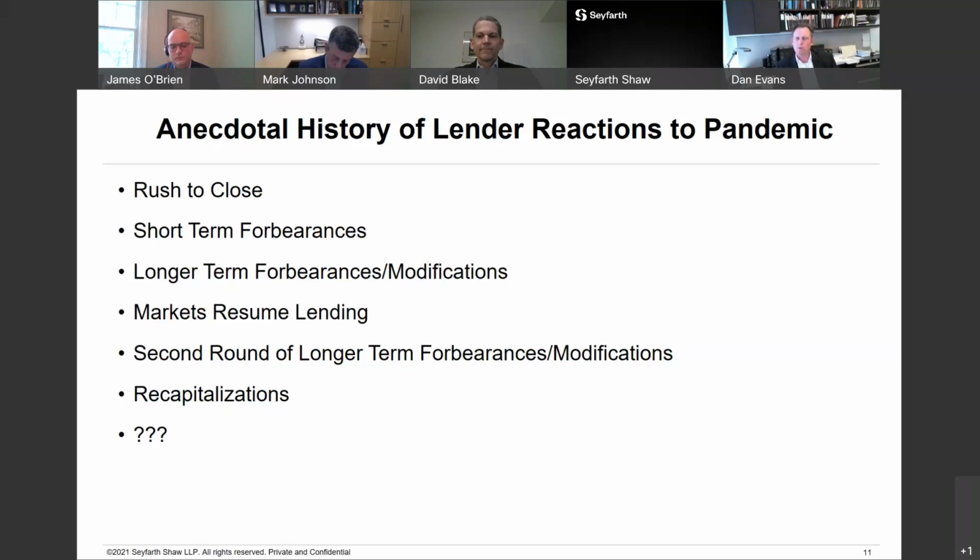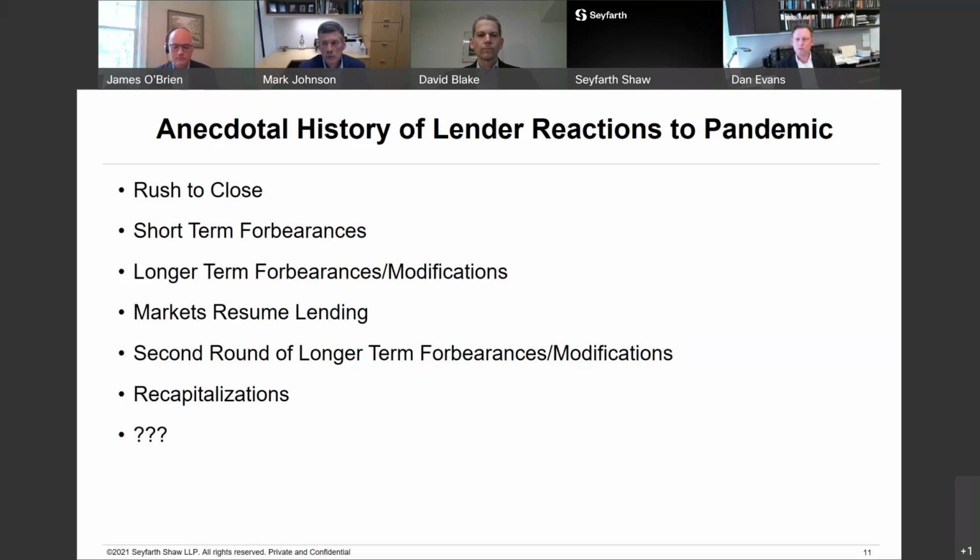So then we started talking about longer-term modifications and forbearances. We had a couple of mall clients, a couple of $100 million deals apiece, asking to go out until the end of the year with their forbearance, and very smart business people laughed at them because we all knew it was going to be done by the end of the summer. That didn't happen, but by the end of the summer, you started seeing a lot of institutional bridge lenders really jump back into the market and make dollars available. There was a second round of longer-term forbearances and modifications, which took us until a couple of months ago.